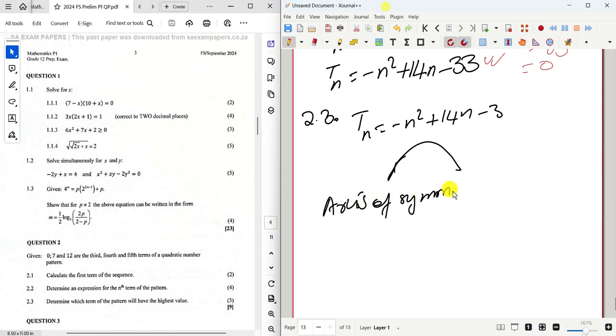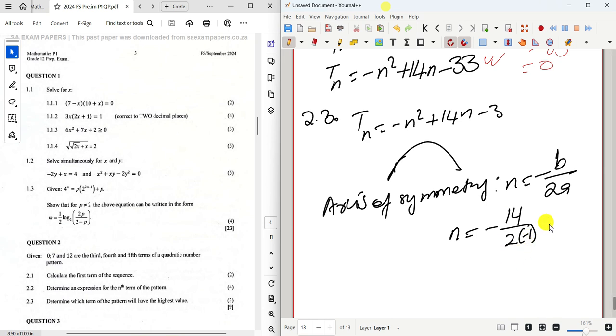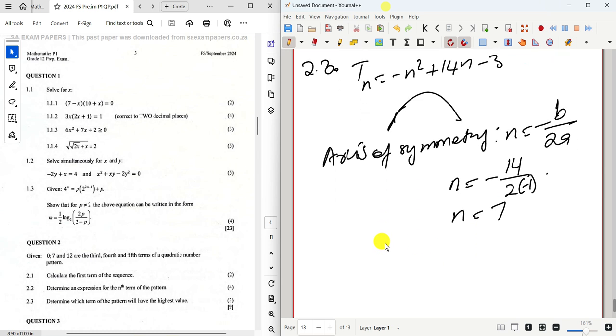So the axis of symmetry will be n equals negative b over 2a. Remember, you used to say x, but this is not x. This formula varies with n. So therefore, we say n equals negative 14 over 2 into negative 1. So this is n equals positive 7. Therefore, the term that will have the highest value is 7.